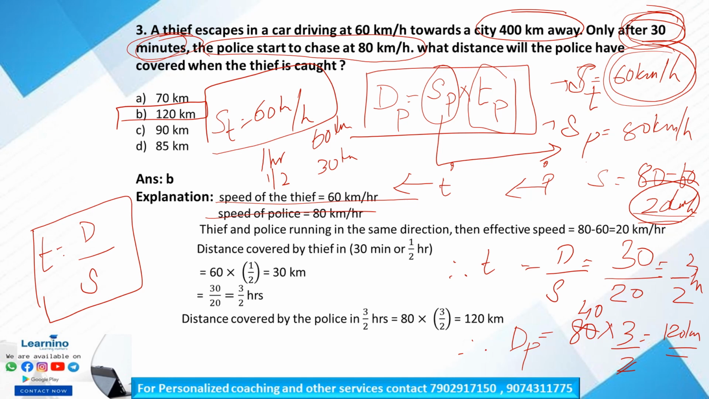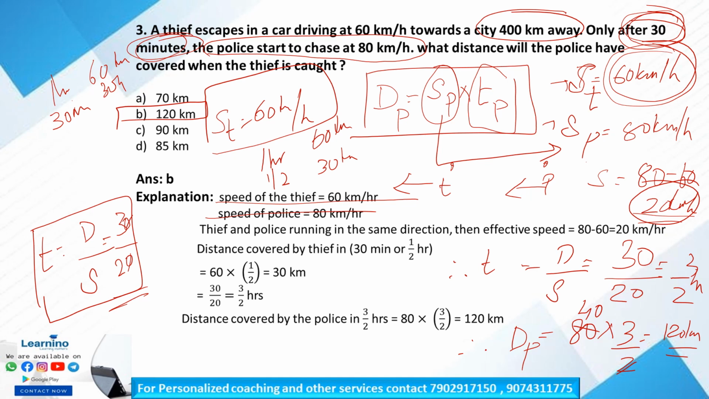So for a thief, 1 hour of travel takes 60 kilometers. Only after 30 minutes the police chases the thief. So 30 minutes is 30 kilometers. In order to find the time, we are using this 30 kilometers here and the relative speed as 20. So we will get 3 by 2 hours. So distance is equal to speed of the policeman into this common time we have calculated, 3 by 2. So 80 into 3 by 2 is equal to 120 kilometers, our final answer.